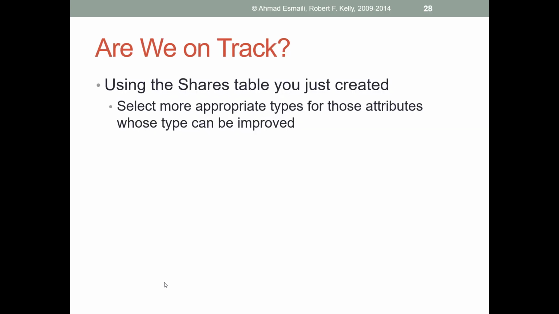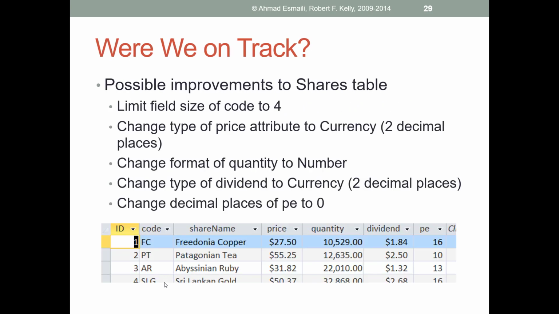Okay, so now we have another "are we on track" kind of exercise. Using the shares table, which we have just used, select more appropriate types for those attributes whose type can be improved. So this is for you to think about. Access did its own job. Access figured out the type for each attribute. Now, the thing is, can you improve those types? If yes, then please go ahead.